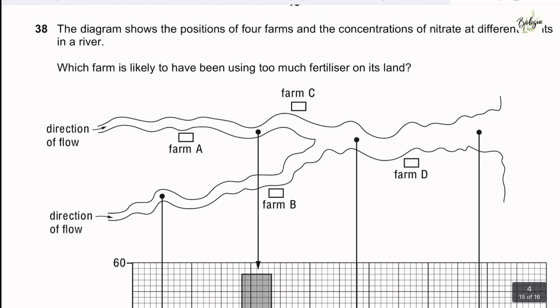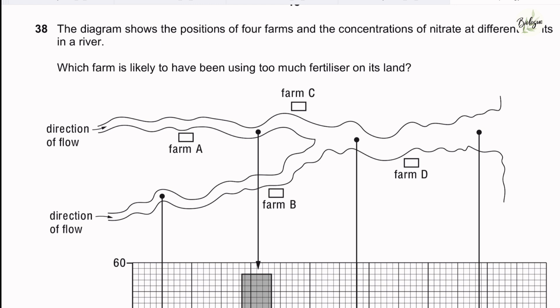Question 38. A diagram shows positions of 4 farms and concentration of nitrates at 4 different points. Which farm is likely to have been using too much fertilizer on its land? So actually what's interesting, this question reminds me a lot of something I got in my 2021 exam. I did my IGCSEs in 2021. And when I look at a lot of the questions in this Paper 2 exam, it is extremely similar to what I used to practice when I was doing my IGCSE.